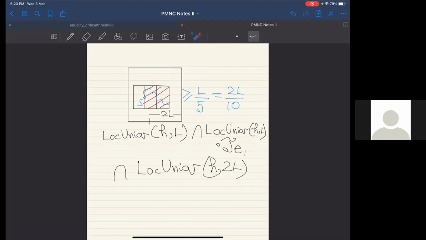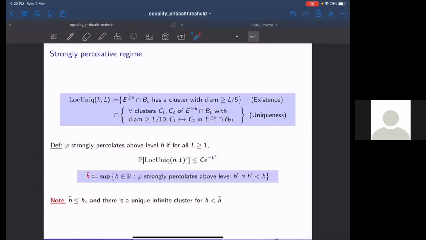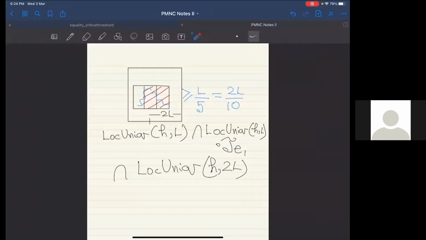But then what happens? You already have, by the local uniqueness at the smaller scale, two macroscopic clusters of length L over 5, each of which has length L over 10 with respect to the length of the bigger box. But since we have local uniqueness at scale 2L, I have that the two are connected. So in an even bigger box, these two things, not too big, become connected.